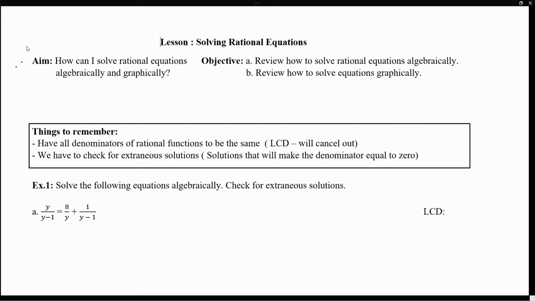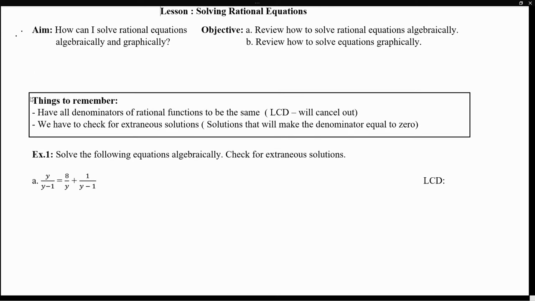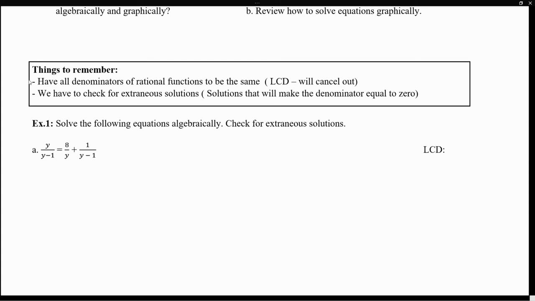So let's get started. Some things to remember along this lesson: the strategy that we'll be using is that we want to make sure all denominators of the rational functions are the same. We're going to call that the LCD, and we're going to show that in a second. And whenever we are solving rational functions, we also have to check for what we call extraneous solutions. So let's apply these things to remember in some examples.